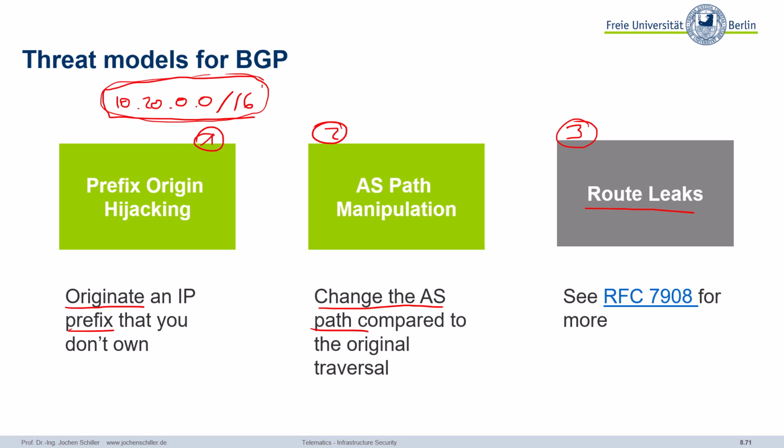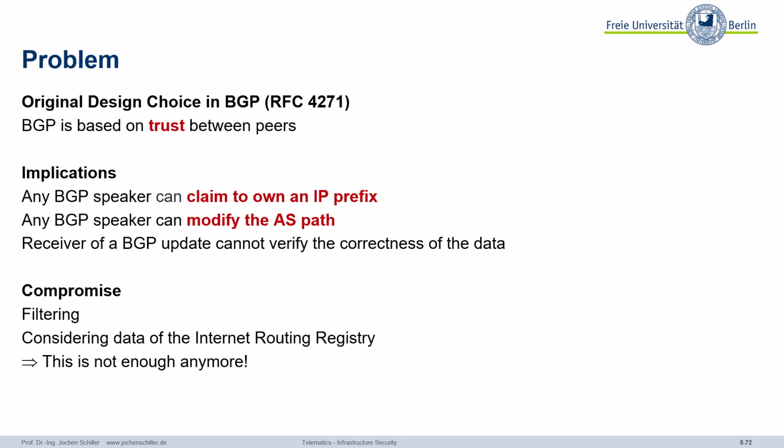So what is the problem? So the original design choice, comparable to DNS, was we have trust between the peers. So where are my peers? So these are my routers. And those routers, they establish a TCP connection and they exchange via BGP routing information. So that was exactly what I explained, which part of the information you exchange, etc. But this is all based on trust.